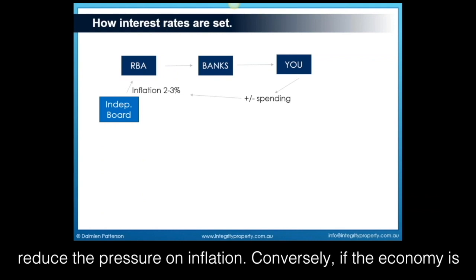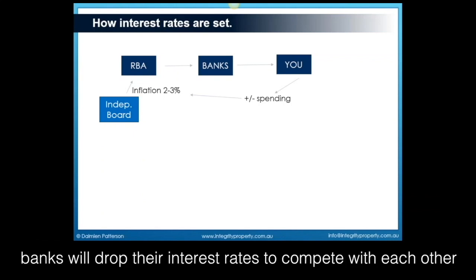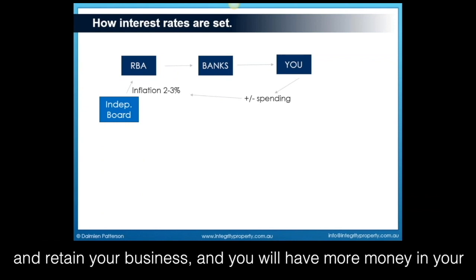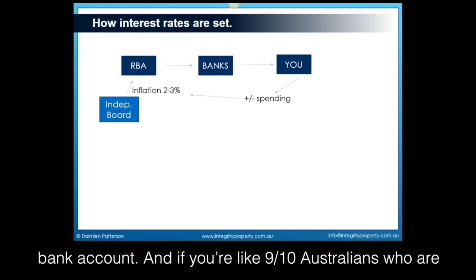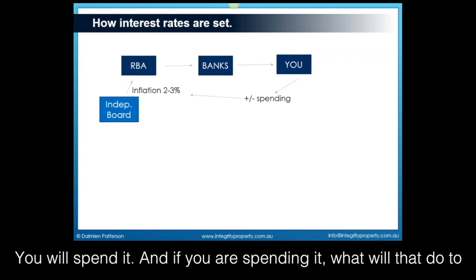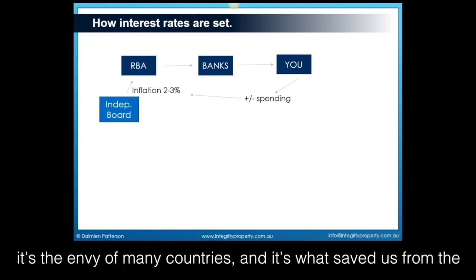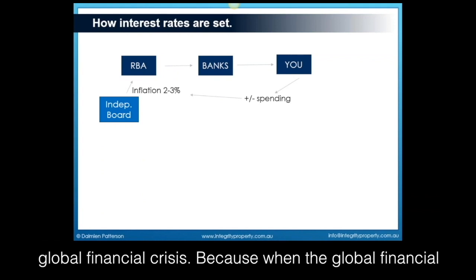Conversely, if the economy is stalling, the Reserve Bank will drop the interest rate. In turn, the banks will drop their interest rates to compete with each other and retain your business, and you will have more money in your bank account. And if you're like 9 out of 10 Australians who are hopeless with their money, what will you do with that money? You will spend it. And if you are spending it, what will that do to the economy? It will stimulate the economy. It's a brilliant system. It's the envy of many countries, and it's what saved us from the global financial crisis.